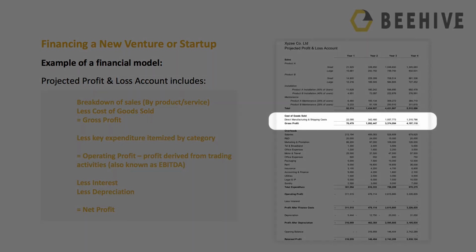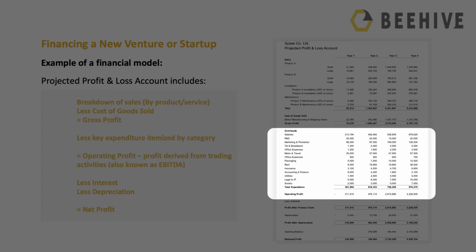Direct costs are deducted from sales to give us the gross profit or gross margin. The direct costs in our example consist of manufacturing and shipping costs associated with the manufacture of the product. Overheads are then deducted from the gross profit figure to give us the operating profit. As this is the actual profit derived from trading, it's a key indicator of the potential returns in the business and is also a figure which will be reviewed by potential investors.